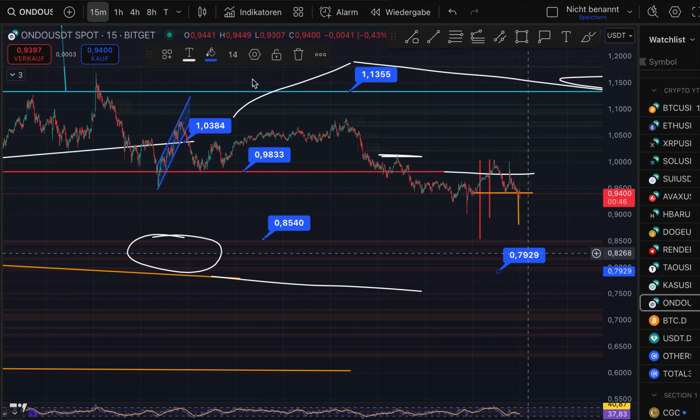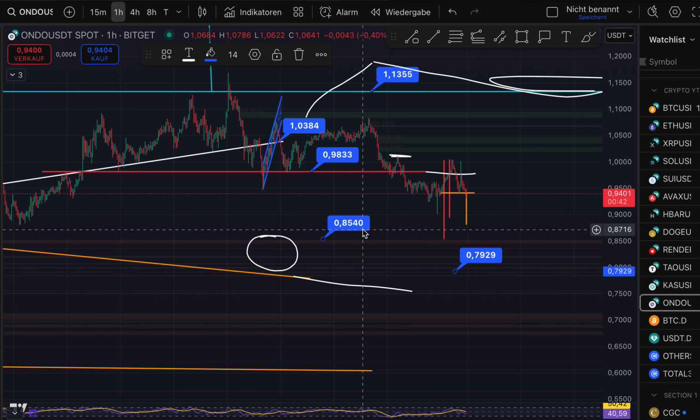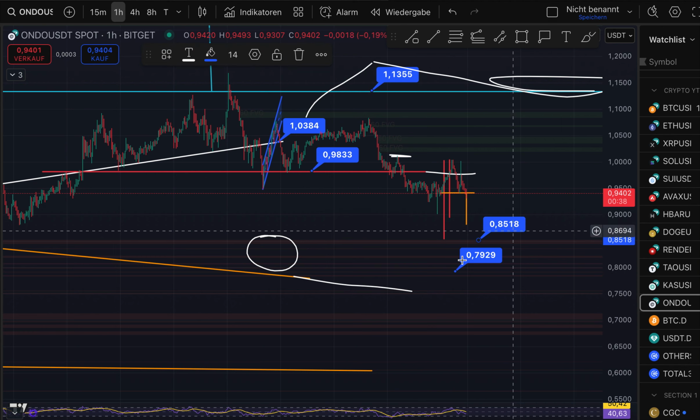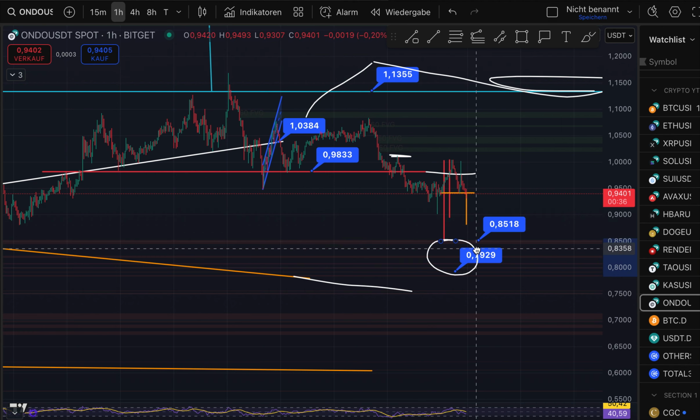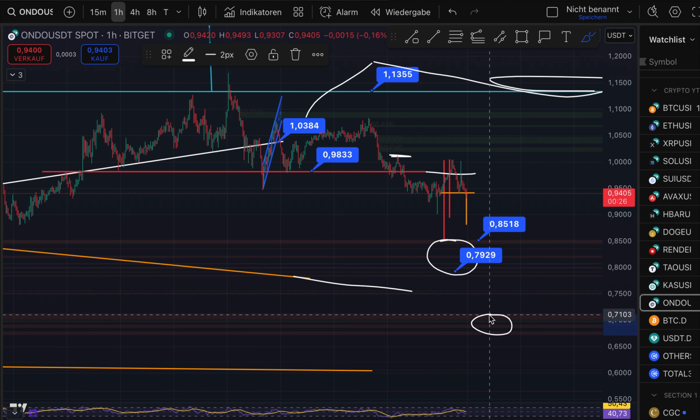But don't underestimate fair value gaps. And you can see that we have quite many of them. Even though they are small, they are very close to each other. So I would even say we can sell down to 79 cents, and if we are very unlucky with ONDO, then even down to 70 cents, where we have the next fair value gap.